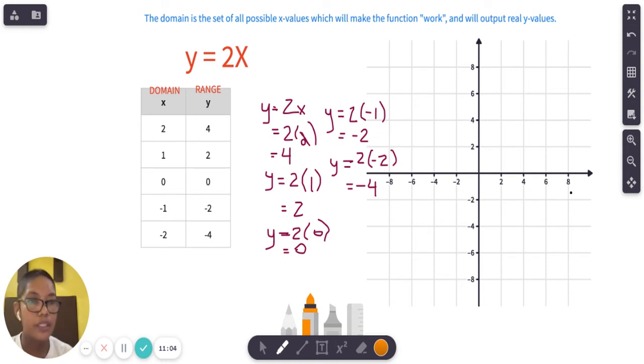So, 2 and 4. Ayan po siya. So, how about 1 and 2? Ito po siya. So, how about 0 and 0? Origin po yan. So, negative 1 and negative 2. Ito po yan. Then, negative 2 and negative 4. Ito po yan. So, connect lang po natin.